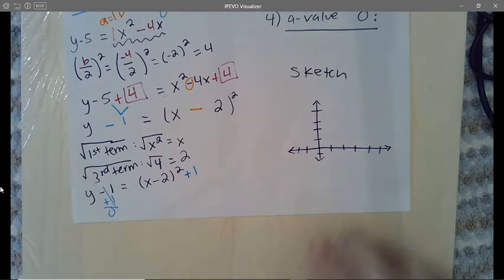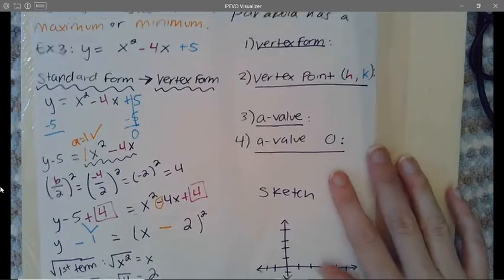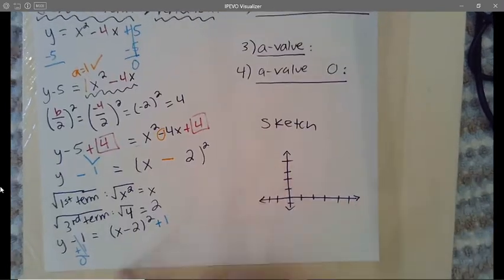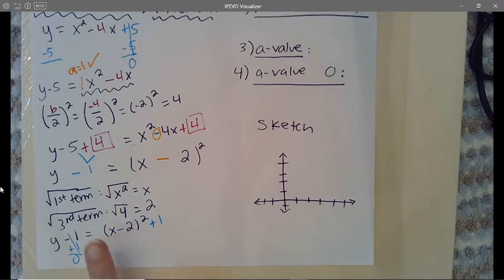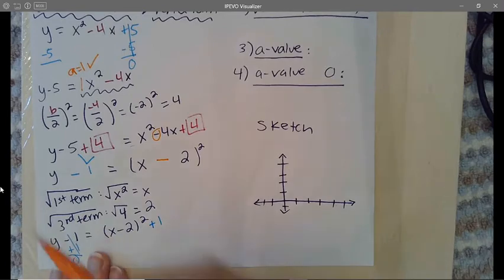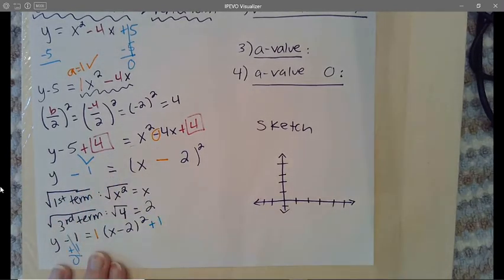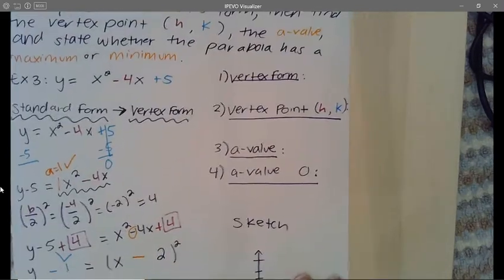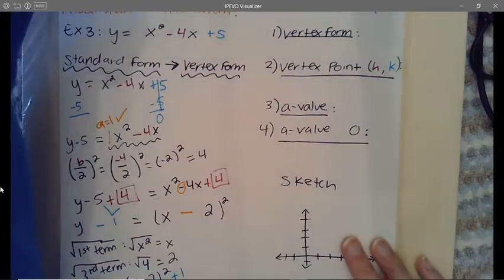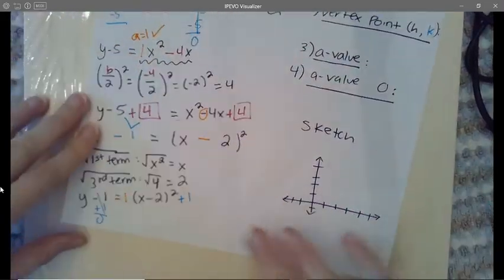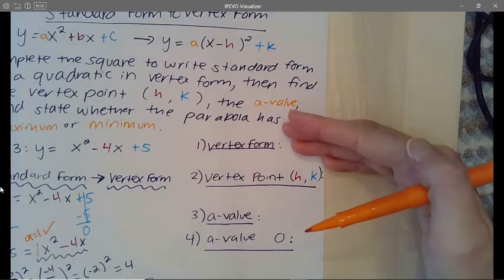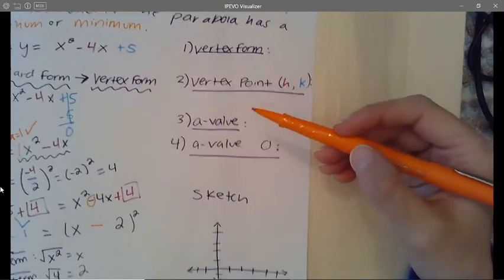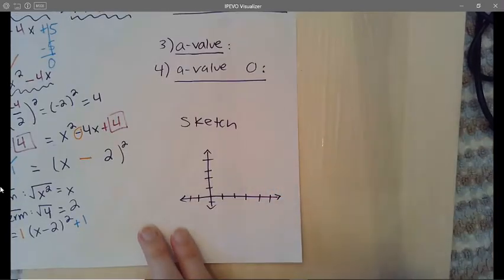So my final vertex form, which I'm going to write up here, is y, this is gone now, so y equals x minus 2 squared plus 1. And don't forget, if you don't see a value out in front, that means there secretly is a 1. So for my vertex form, if you see here, I kind of laid it out. So we found vertex form down here. And now that we have vertex form, just like in example 1 and 2, I can now find the vertex point, the a value, and then draw a sketch of the graph.